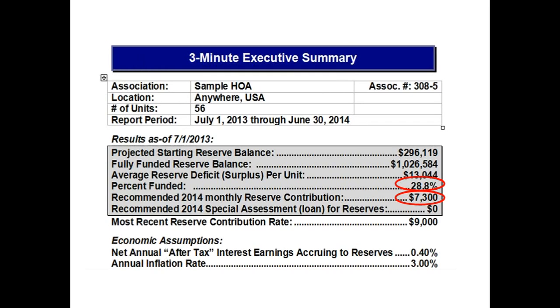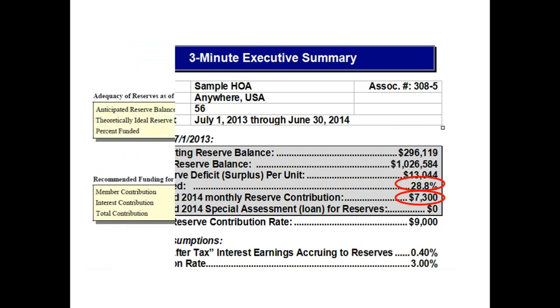Very good. The first one from one of our reports. Good. That'll help me. So really clearly I can see in this slide 2 of the 3 results. I see the measurement of reserve fund strength, the percent funded, nicely circled in red at 28.8%. By the way, this association is in that higher risk, weak funded range, less than 30%. I can see that the recommended monthly reserve contributions to offset the projects are $7,300 a month. So very good. I see 2 of the 3 key results on this particular slide.